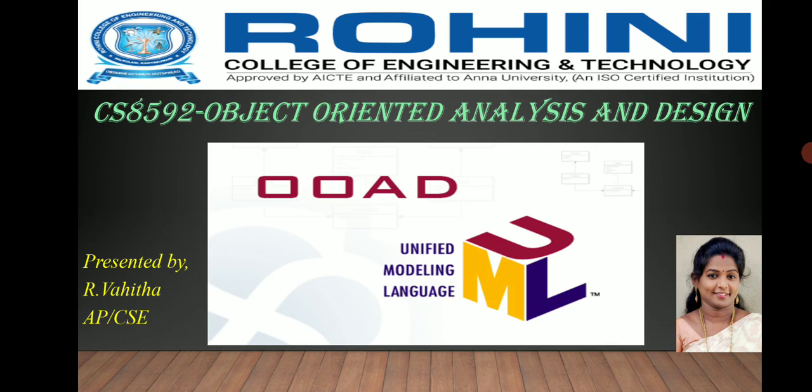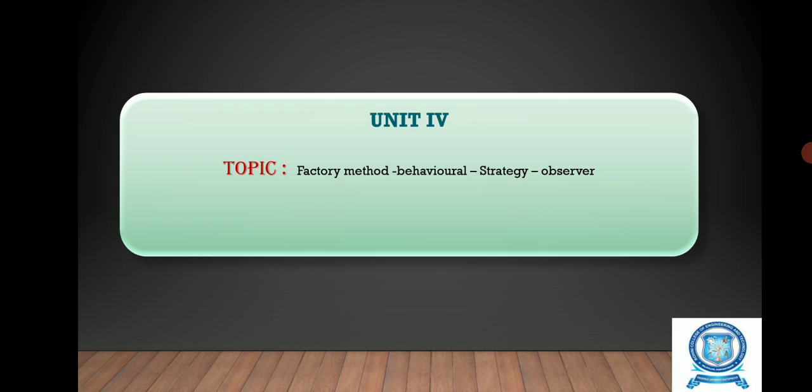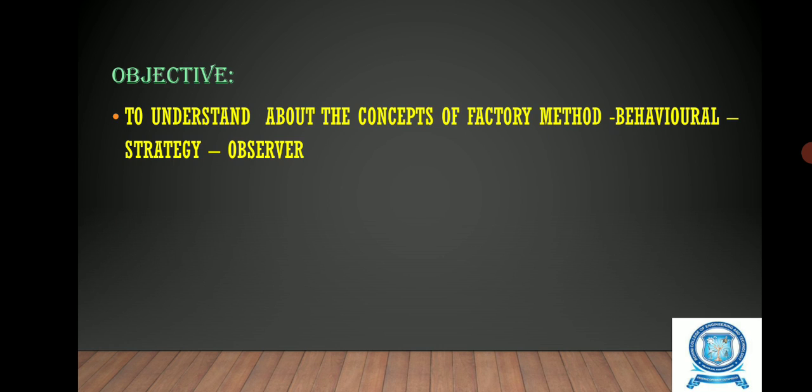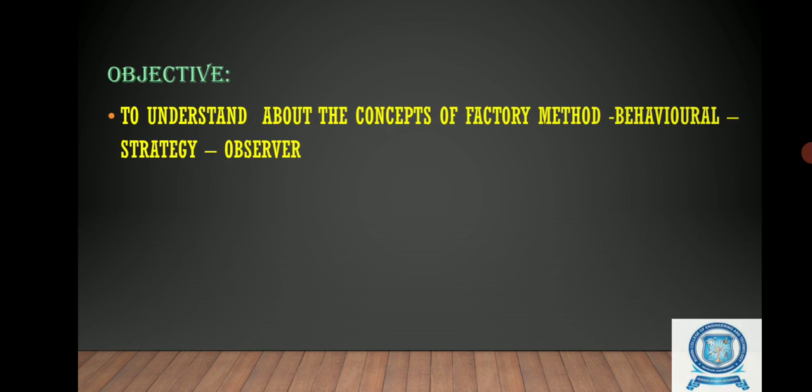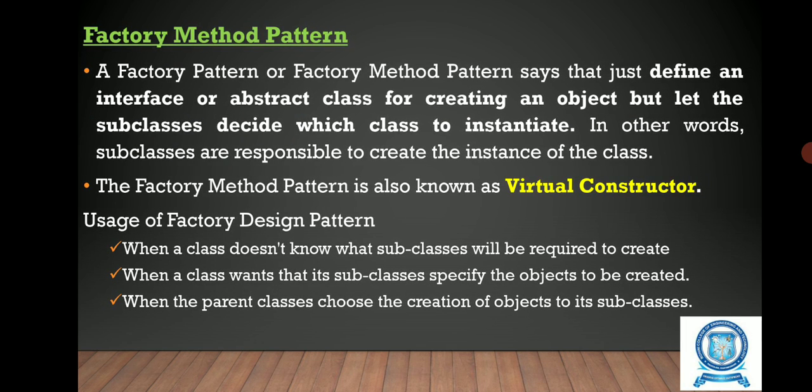I am here to discuss a few topics of the subject CS8592 Object Oriented Analysis and Design. Here we are going to discuss the topics factory method, behavioral, strategy and observer patterns. The objective is to understand the basic concepts in the factory method, the behavioral pattern, strategy pattern and the observer pattern. Now let us see about the factory method pattern.